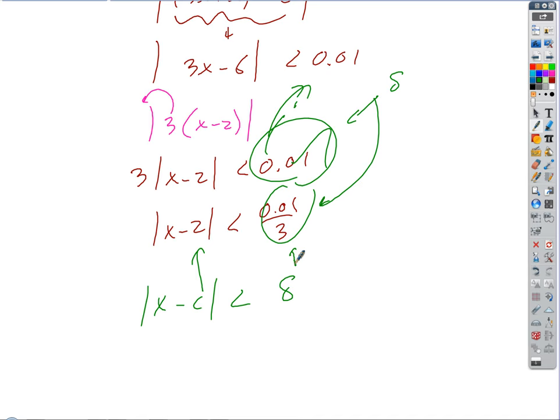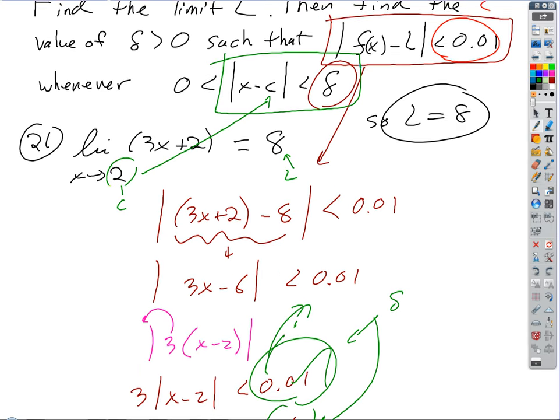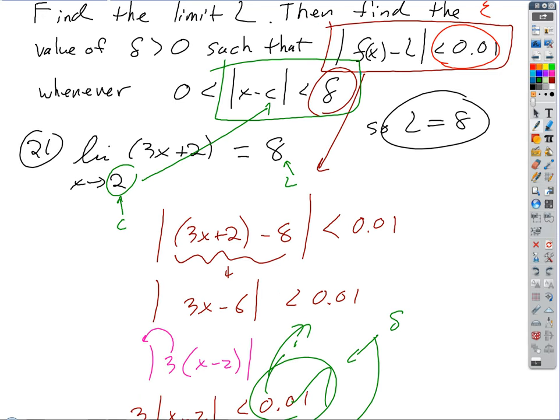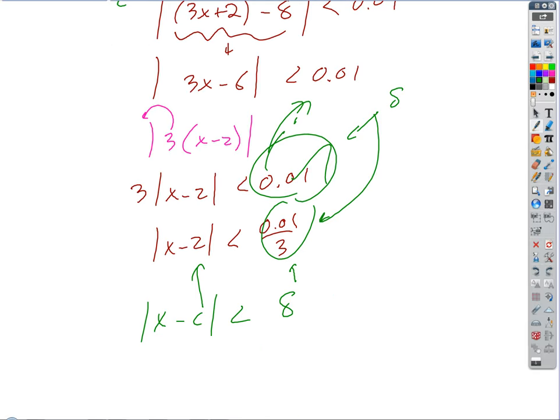Okay? So all that's telling me is that if I want to get within a target accuracy of my function of 0.01, the width of my neighborhood has to be less than that. I have to be closer than that number to c. My x value has to be, or I wouldn't hit my target accuracy. Okay, make sense? So let's do another one.